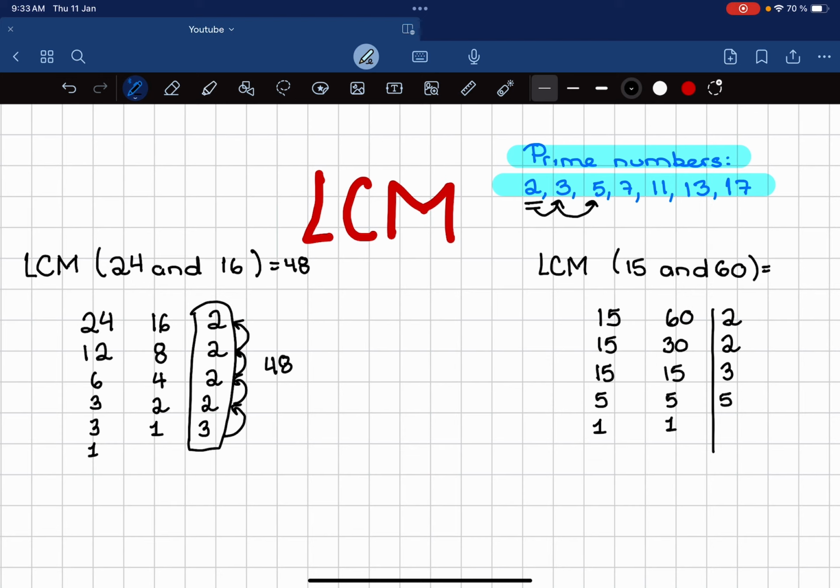That means we finished, and we already have the answer right here. So let's start from the bottom to the top. 5 times 3 is 15. 15 times 2 is 30. And 30 times 2 is 60. So the LCM of 15 and 60 is 60.